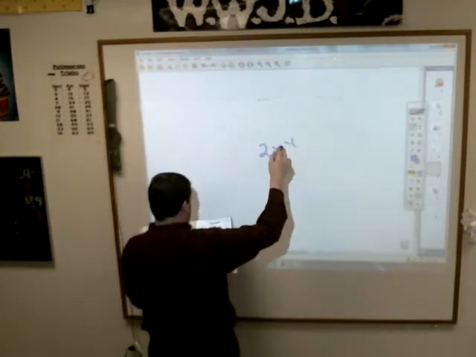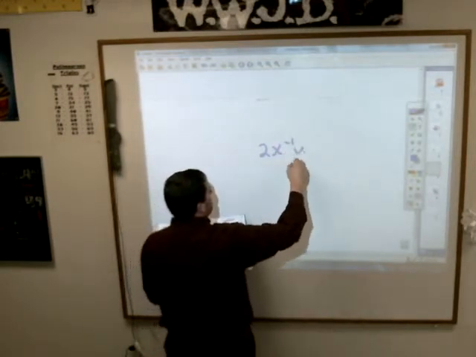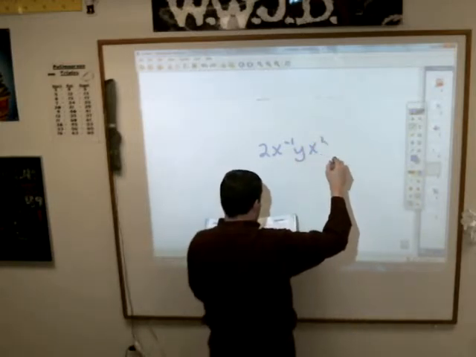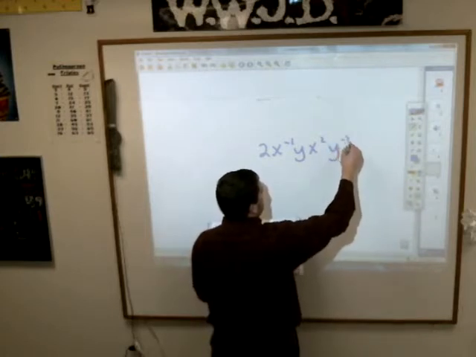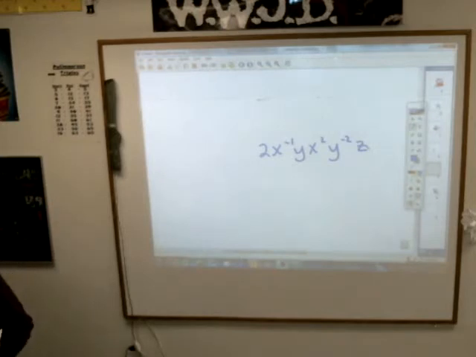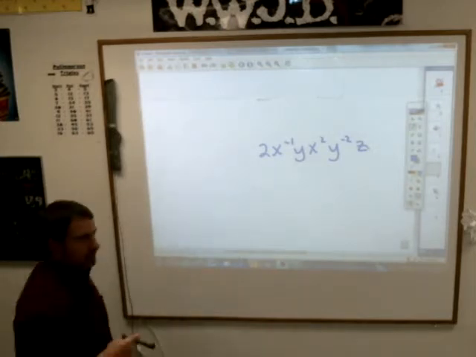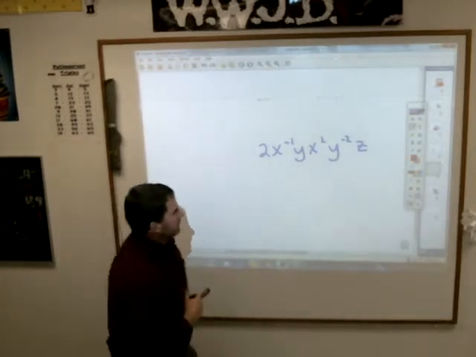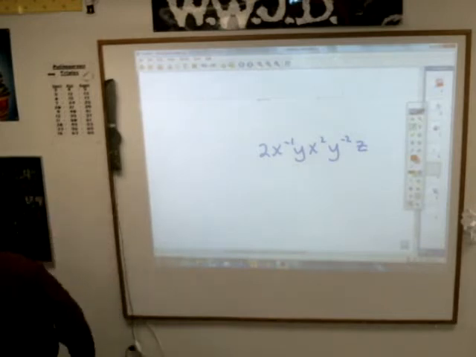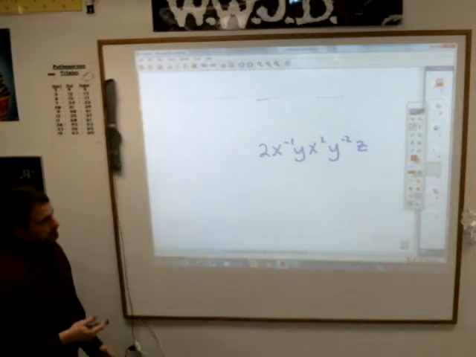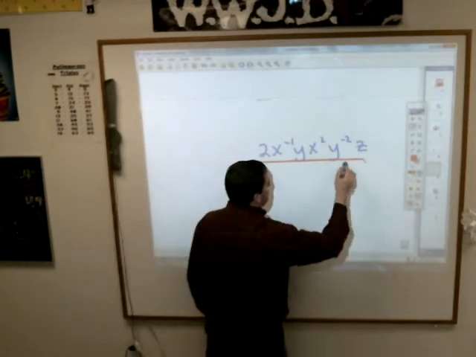2x to the negative 1, y, x squared, y to the negative 2, z. If you were asked to simplify that, what would you get? I see a lot of jumping. Wait, over what? Over nothing. Over 1 if you like, if that helps. If you want to make a fraction, you can put this over 1 if you like.